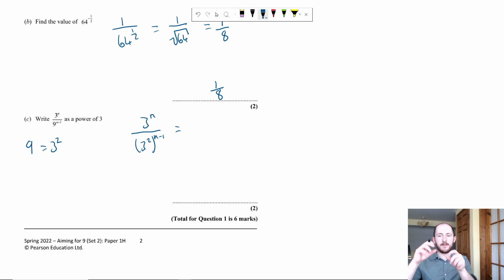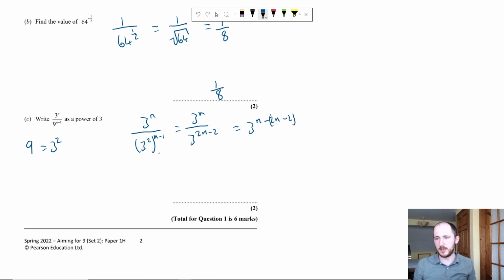And then what happens when you have a power, bracket, to the power of? Then you times, okay? So you have 3 to the power of n over 3 to the power of 2n minus 2, because you times the powers together, which now we're subtracting. We've got 3 to the power of n minus (2n minus 2). So in short, that would become 3 to the power of n minus 2n would be minus n, and then minus 2 would be plus 2, okay? Or you can write it as 2 minus n. The order doesn't actually matter in that case.